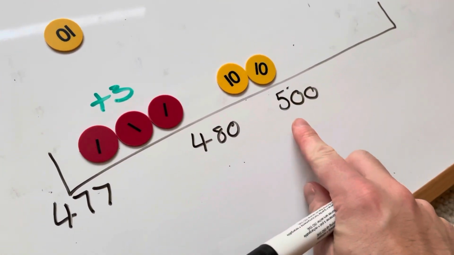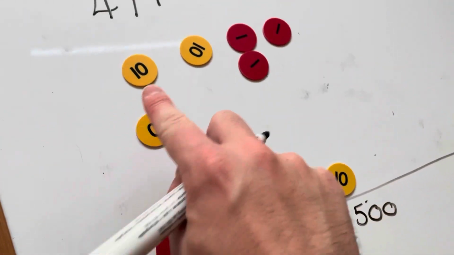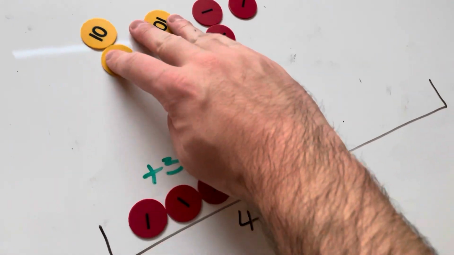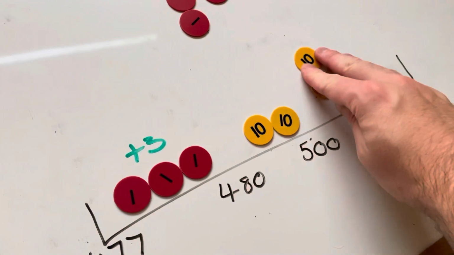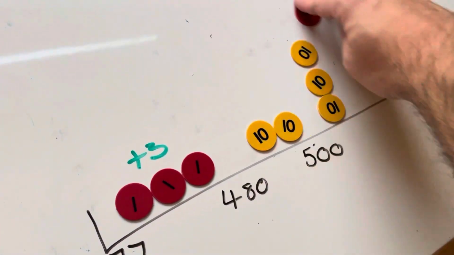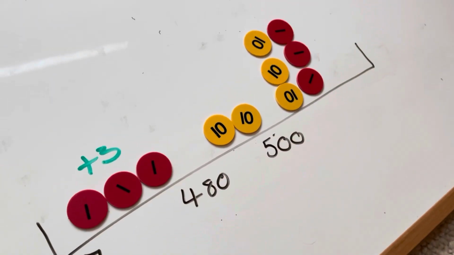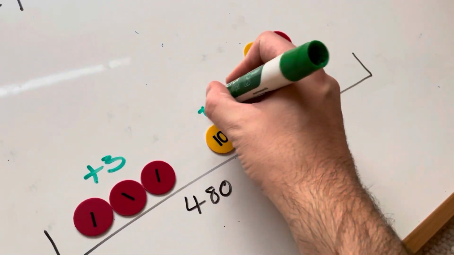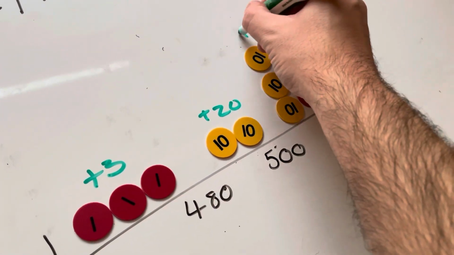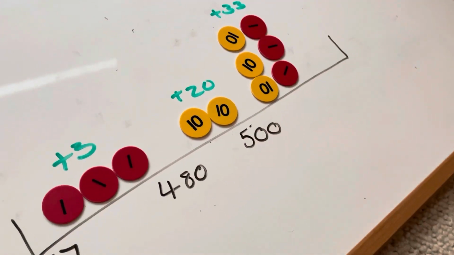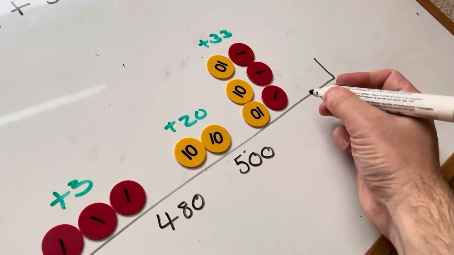Now I'm on a really friendly number, it's got 2 zeros in it. I've got 33 left. I can do that now in one go because there's nothing stopping me from doing that. So there's my 30, there's my 3. Just remember and add in what I've added. 500 add 33 is really easy.